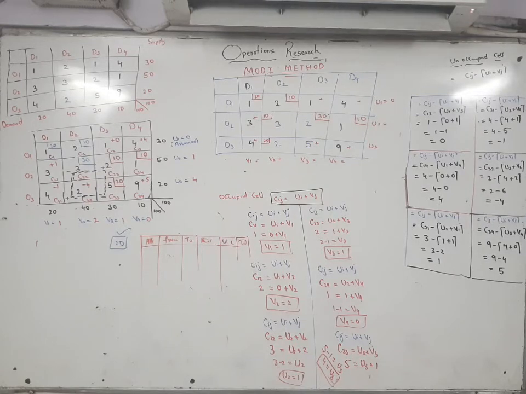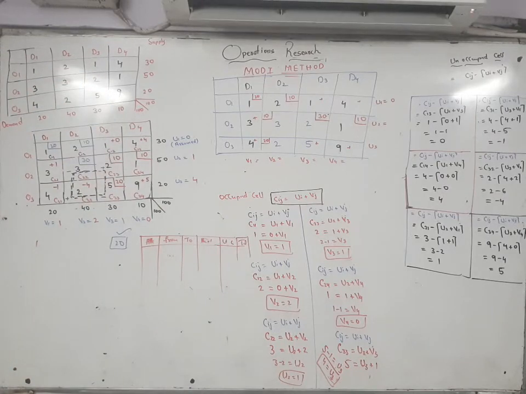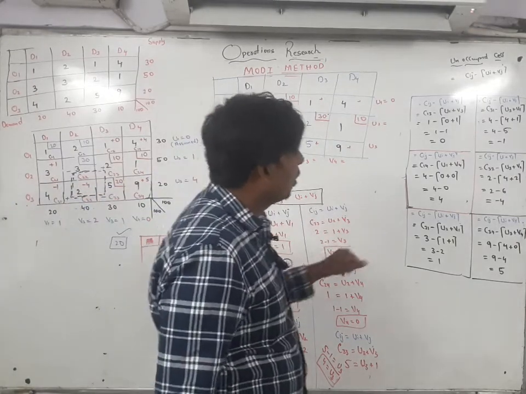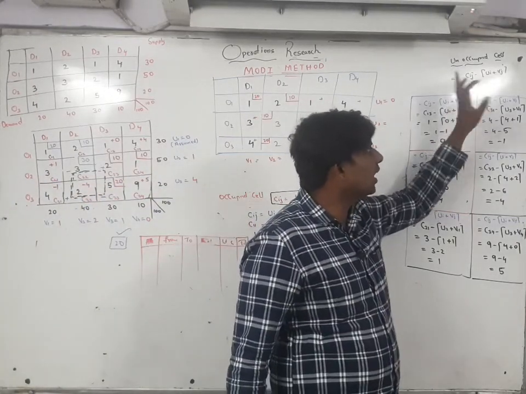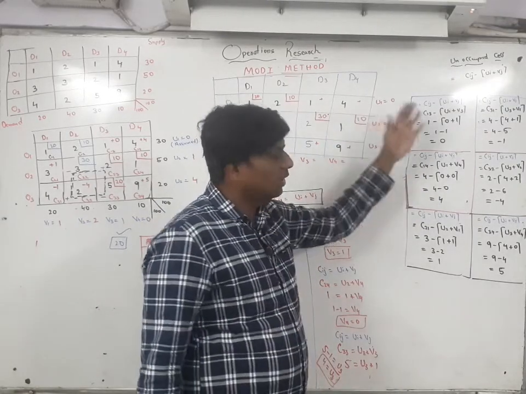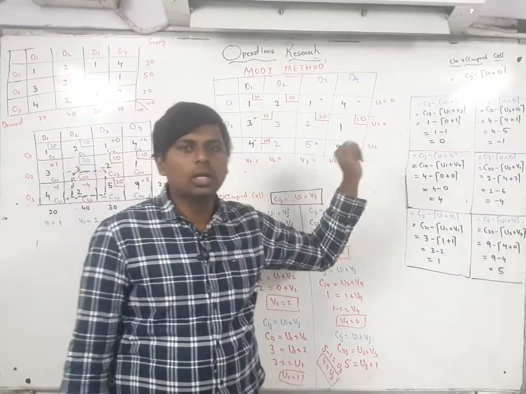So whenever the MODI method is given, first you have to go for the northwest corner method, then after that you go for the occupied cell formula. What is the formula for an occupied cell? Cij is equal to ui plus vj. For an occupied cell, what is the formula? Cij equals ui plus vj. This one is for occupied cells and Cij minus ui minus vj is for unoccupied cells.